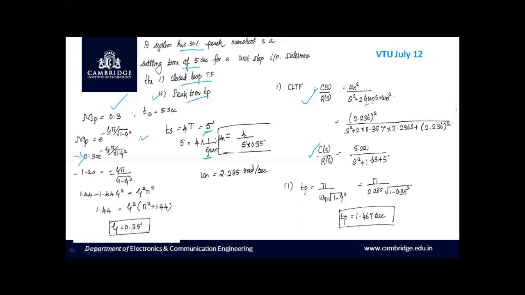Then the question is to find the peak time Tp. So we know the formula for Tp, which is given by pi divided by omega d, where omega d is equal to omega n into square root of 1 minus zeta square. Once we substitute the value of omega n and zeta, we can obtain the value of Tp as 1.467 seconds. The problem which we have solved now and the previous problem are one and the same, in which in this problem the maximum peak overshoot is given directly, and in the previous problem we extracted the maximum peak overshoot and the peak time from the response graph.